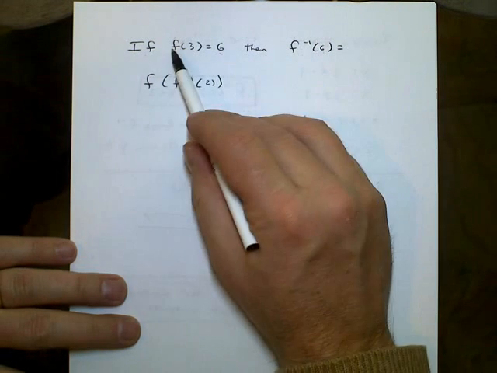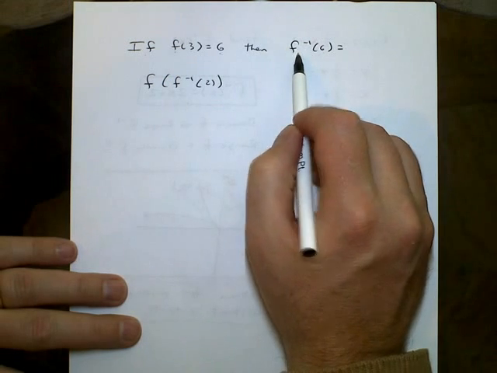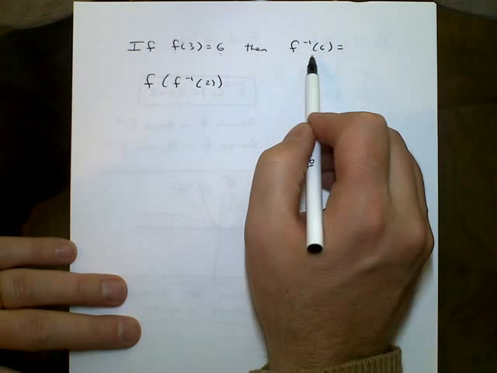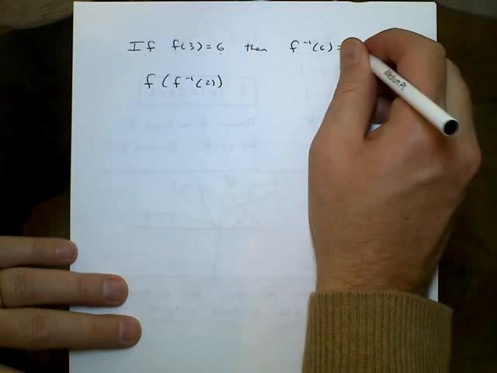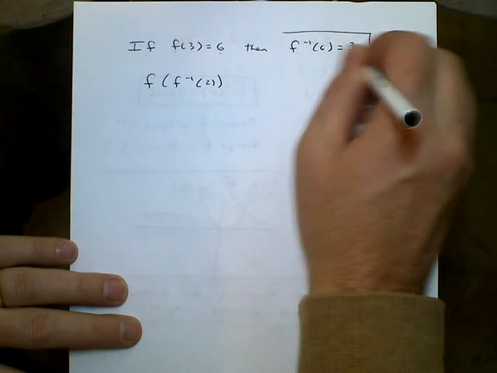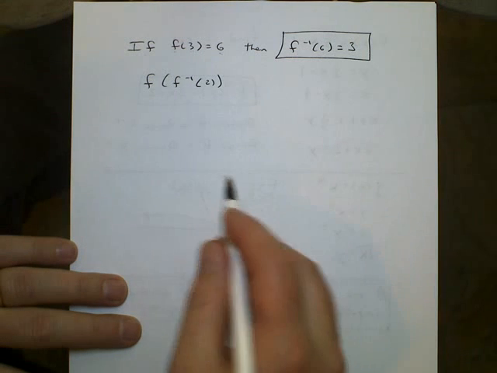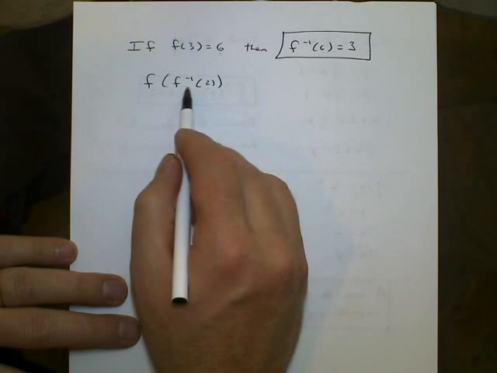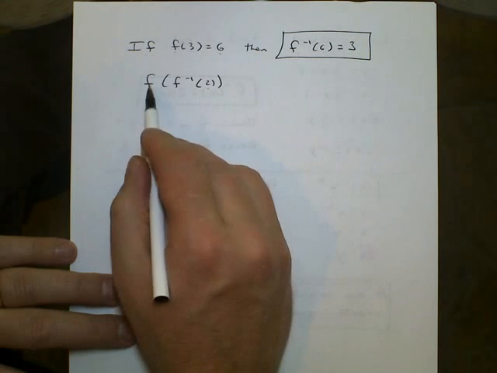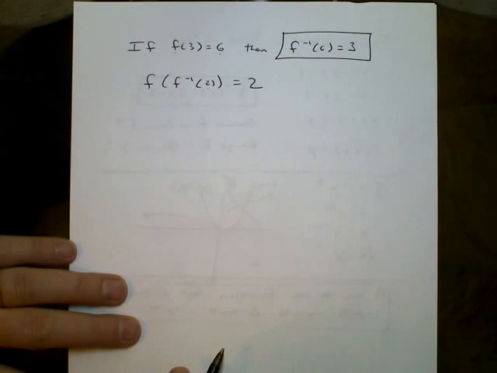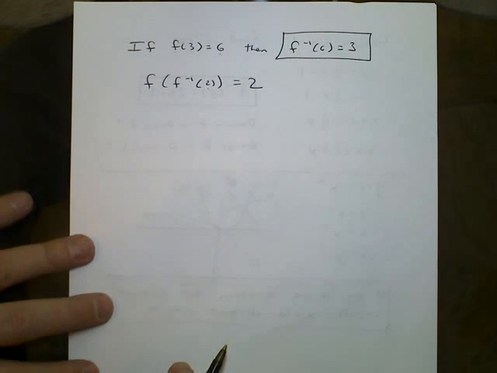Well, remember, a function and an inverse, they undo each other. So for an input of 3, we get an output of 6. In its inverse, for an input of 6, that means we have to get an output of 3. So if we take 2, plug it into the inverse of the function, plug that back into the function, a shortcut, we just have to get a final output of 2.